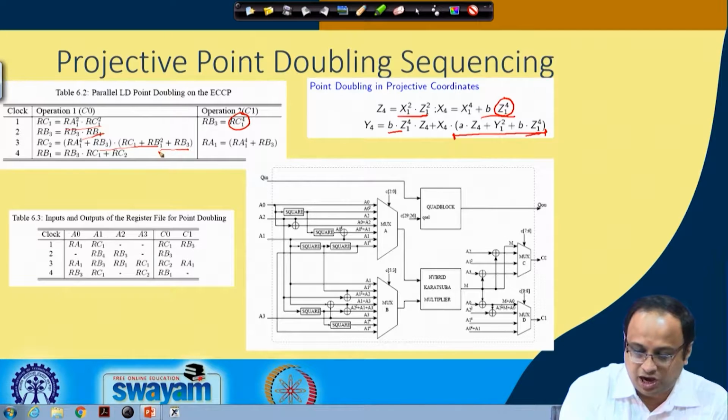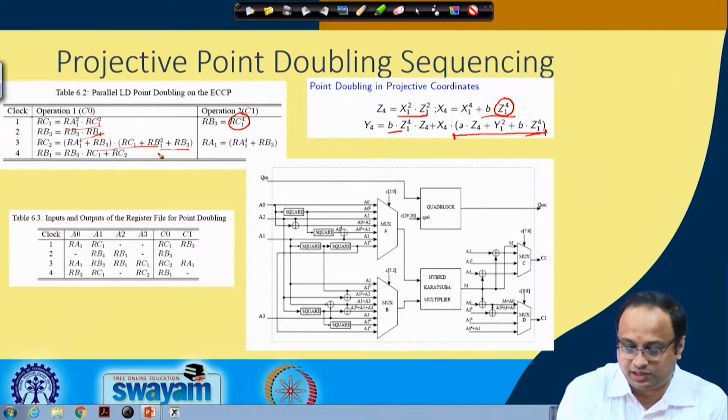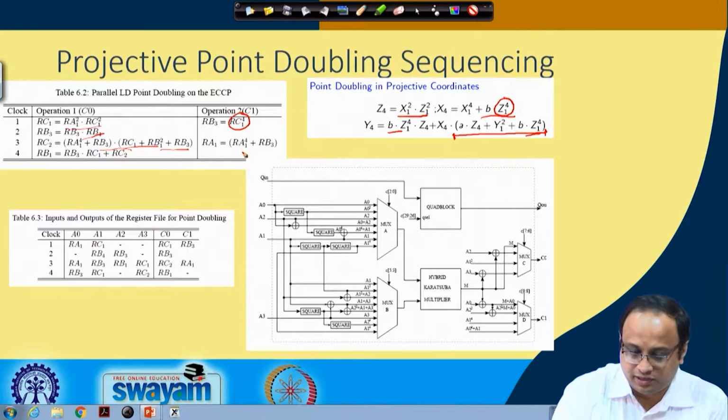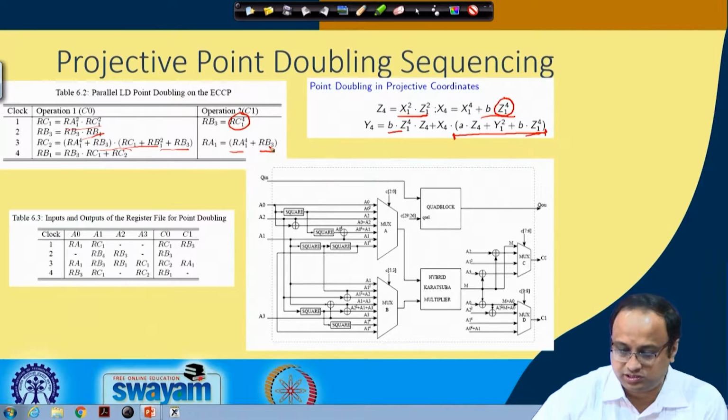So RB3 essentially stores the value of b z1 to the power of 4. You add that with RB1 squared. RB1 squared is nothing but your y1 squared. And a z1 to the power of 4, a being 1, is equal to z4. So this result is already ready with us, and essentially this is stored in RC1. So you essentially have these three things ready, and the other part is RA1 to the power of 4 plus RB3. So this is essentially trying to compute this part.